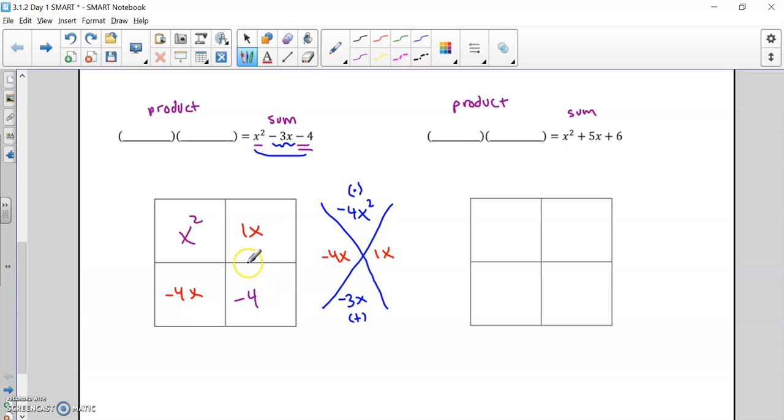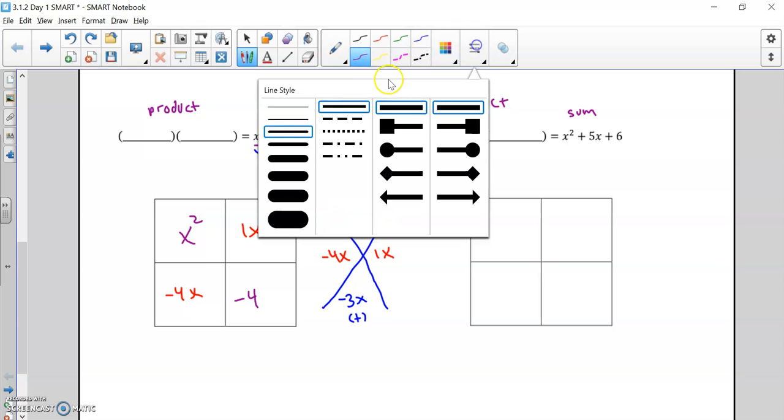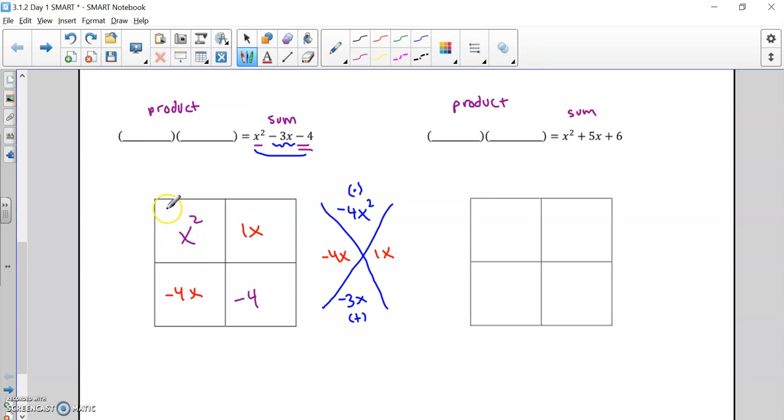And now we're ready to figure out what our product is for once and for all. So we can look in this box and we're like, okay, well, what times what equals x squared? It's got to be x and x. What times x equals 1x? It's got to be 1. And then what times x equals negative 4x? Well, that's got to be negative 4. Okay, so as we know, our product is going to be x plus 1 from here, and then from here we get x minus 4.